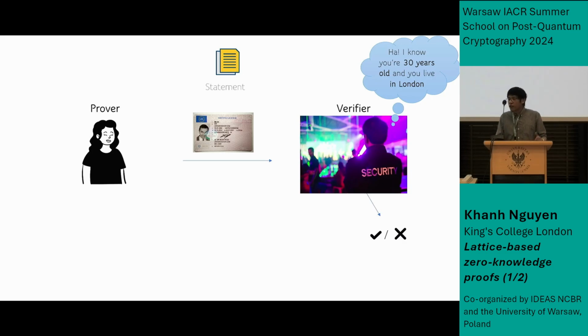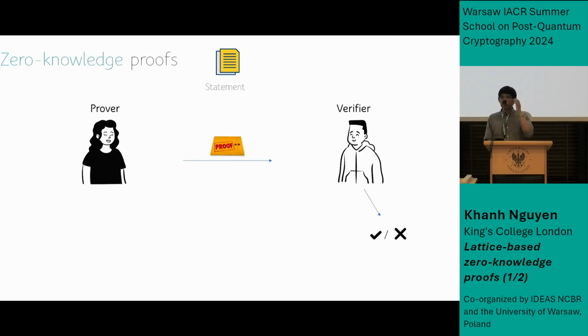Okay? So with zero knowledge, we want to convince the verifier that the statement is true without revealing any sensitive information about our witness. With a zero-knowledge proof, the verifier shouldn't learn any information about the witness, or any information apart from the statement that something holds, like that we are over 18. Okay?